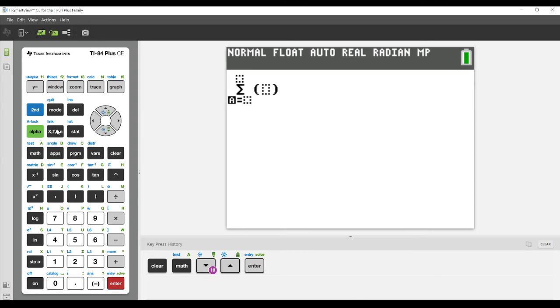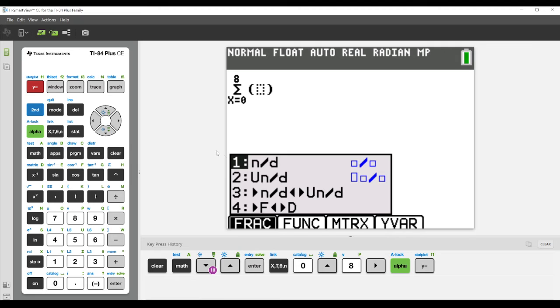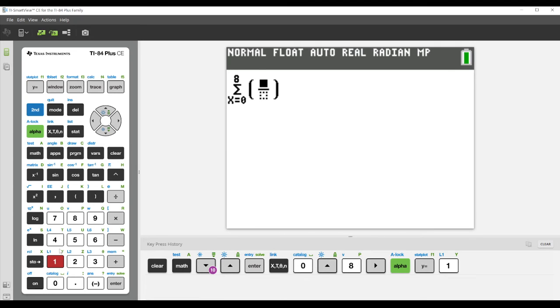And they want us to choose a variable. The only variable we have is this x button. So we're going x equals 0 up to 8. And in here we have a fraction. The fraction key, we hit alpha, y equals, and then number 1 is our fraction.